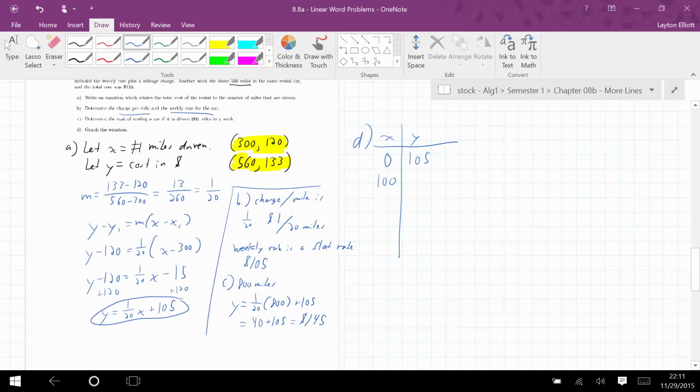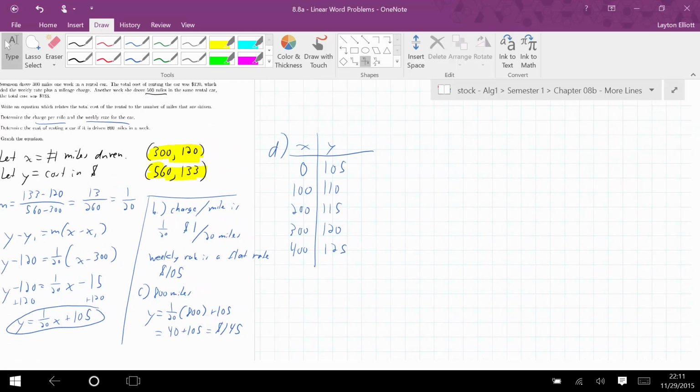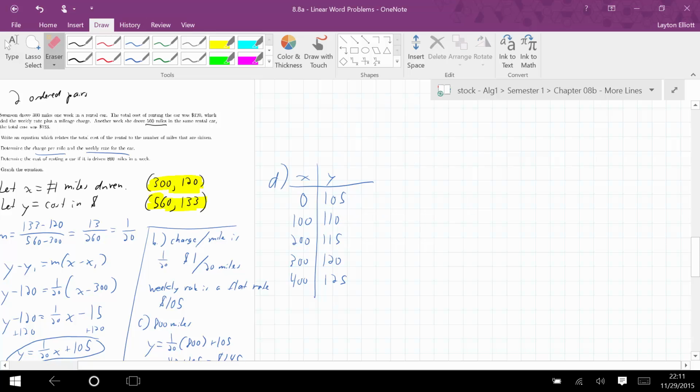And so if I drive 100 miles, I'm going to go 1/20th times 100, which is 5, and then add that to 105, and that's 110. And then 200 miles would mean I get 115. And 300 miles would be 120. And 400 miles would be 125. That's much more reasonable to graph because that's more meaningful.